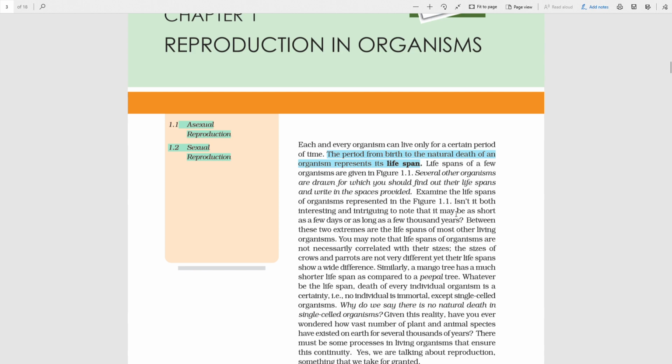Which is what they have given here. The period from birth to the natural death of an organism represents its lifespan. Lifespan could be in years, days, months, it could be anything. The highest and the longest lifespan recorded on Earth is of the sequoia trees. It's of 3000 to 4000 years. And also, not to forget, we have our unicellular organisms who are immortal. They can live for as long as they want on this planet and in this universe. An example of a unicellular organism is amoeba.